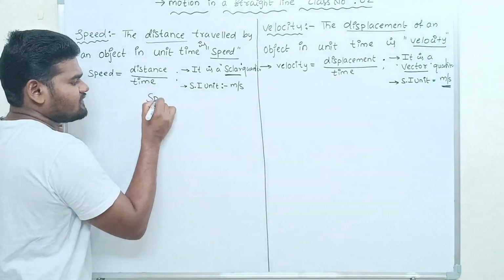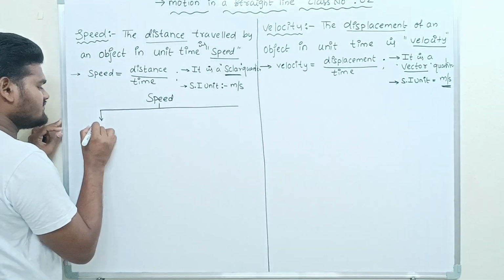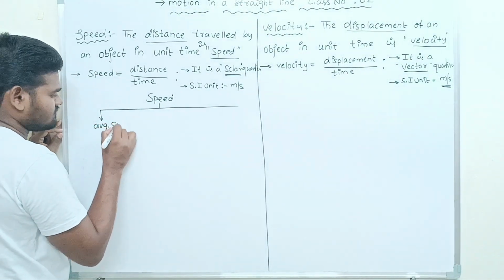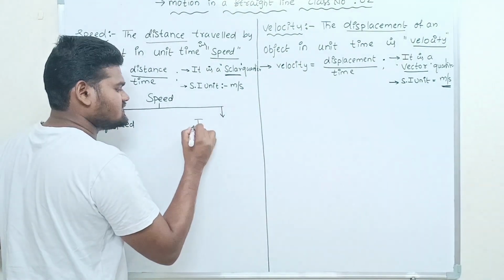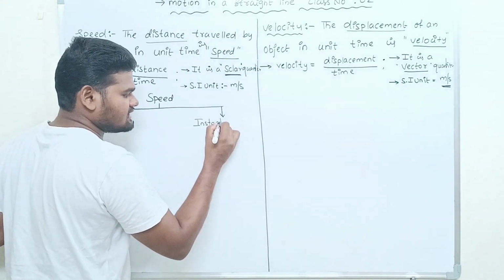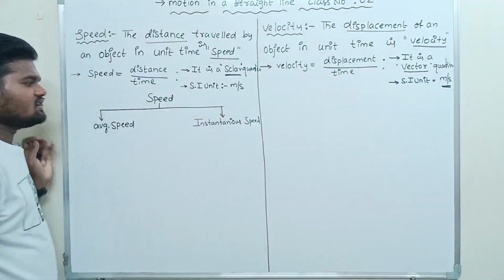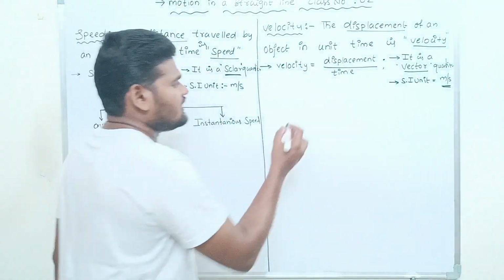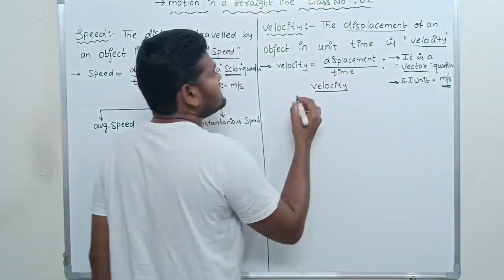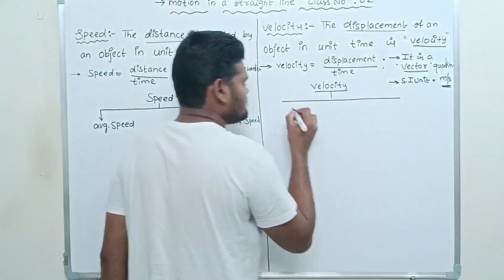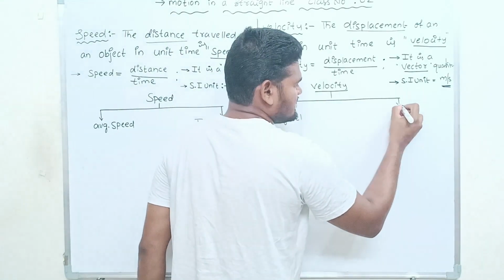Speed can be classified into two types: one is average speed and another one is instantaneous speed. These are the two types of speed. Velocity is also classified into two types. What are those? Average velocity and instantaneous velocity.